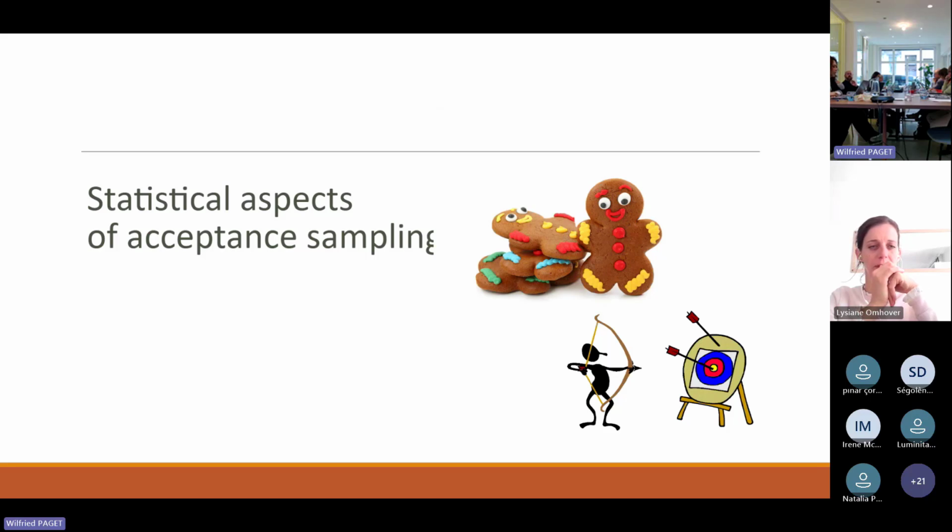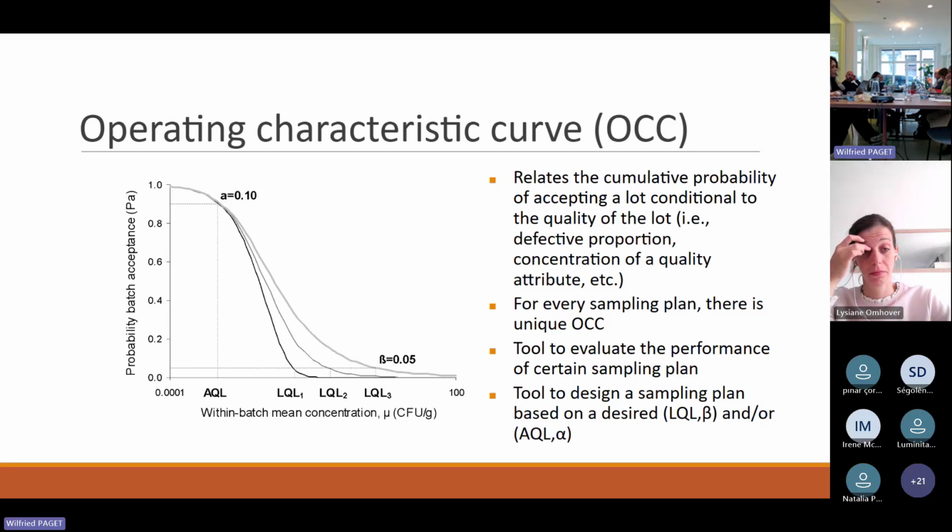Okay, so now I'm going to explain the statistical aspects of the sampling plan. In sampling plans, if you check any textbook, you will find the operating characteristic curve as the most important feature to evaluate the performance of a sampling plan, but also to design it. And the operating characteristic curve, as you can see, is a plot of the cumulative probability of accepting the batch, conditional to the quality level on the x-axis.